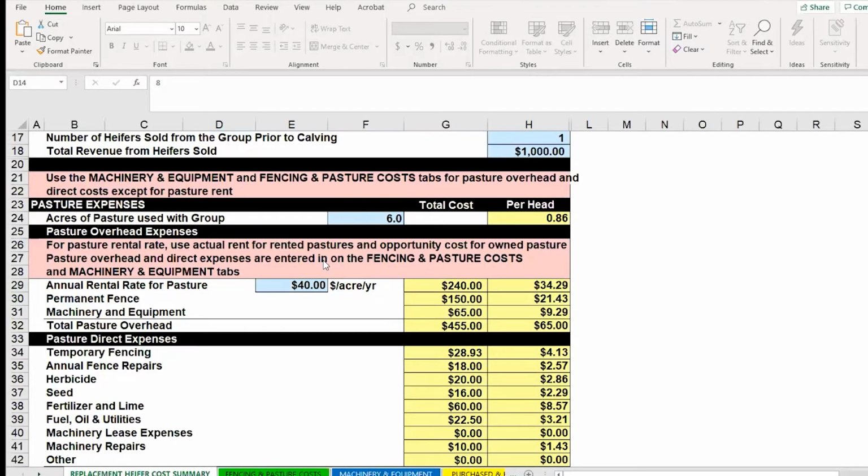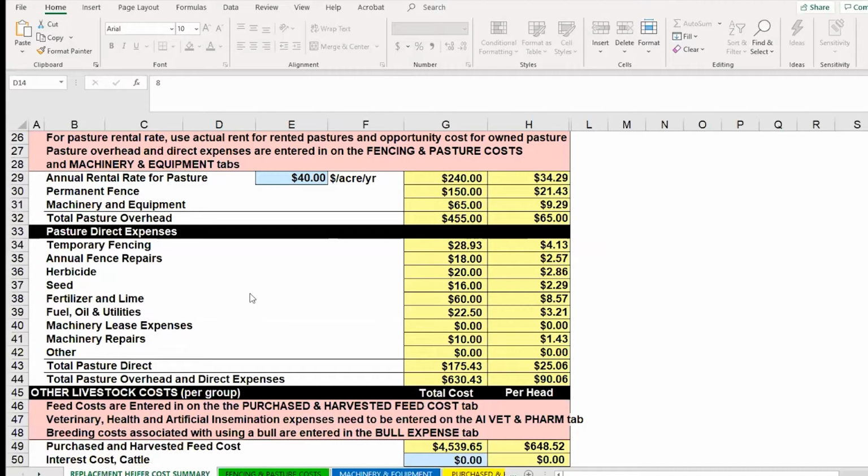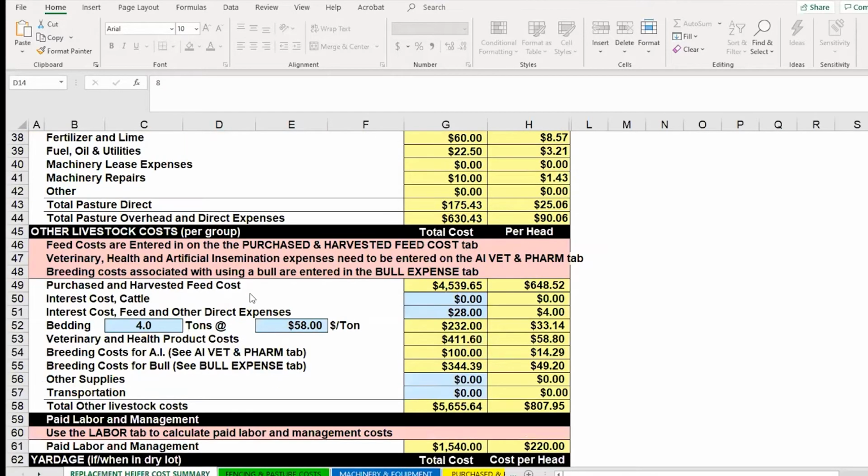As we go down through here, we can see several of the pasture expenses itemized out, and as we move down farther, we see some of the other livestock expenses. There may be some interest expenses, feed, or other things, and this is your actual interest, not your estimated. And some bedding that might be used during the course of, typically in a spring calving herd, the two winters before they would calve in. We've got a couple of miscellaneous lines for other supplies and transportation.